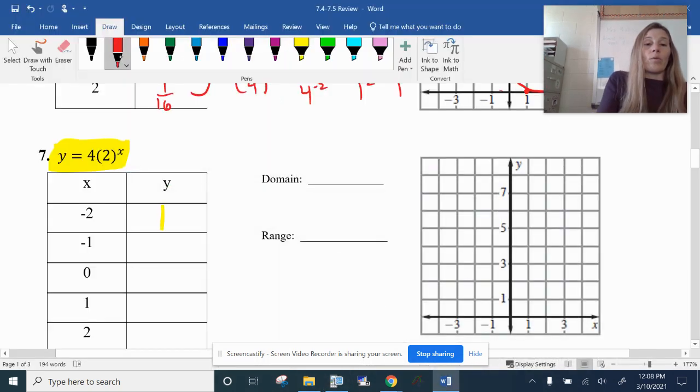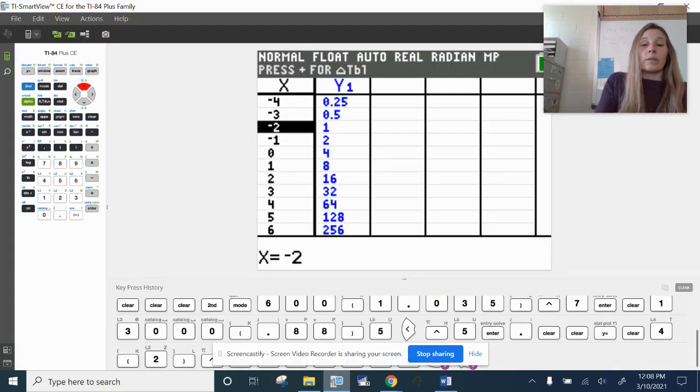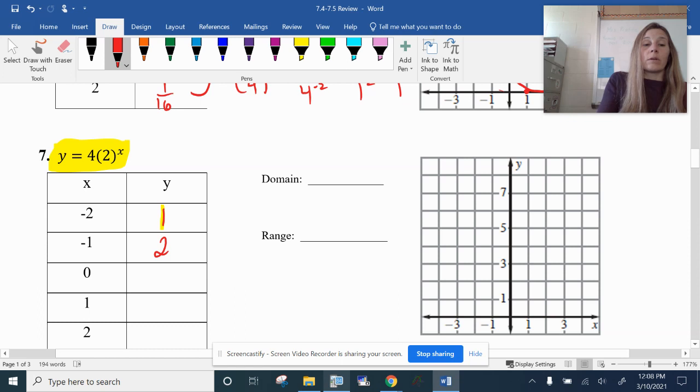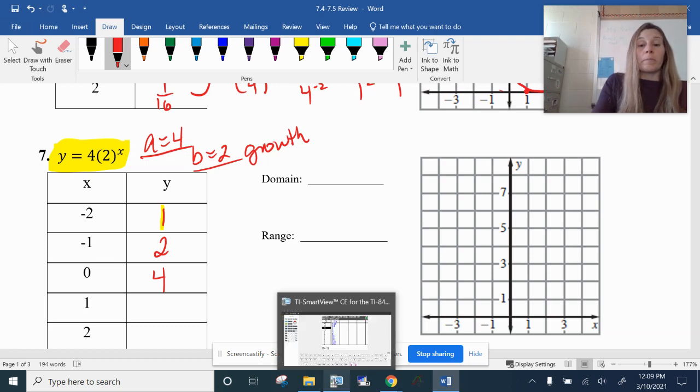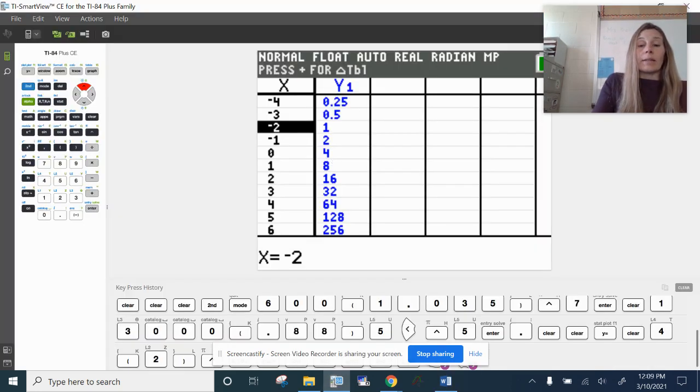So we would have a 1, a 2, then the 0 was 0, 4, which we should know because the A value is 4 there, right? And so that should be your y-intercept, and then this B value here indicates growth because it's your growth factor. And then we have 8 and 16.